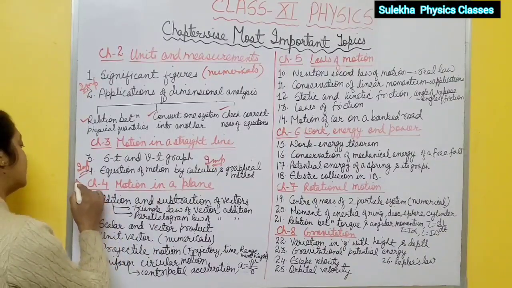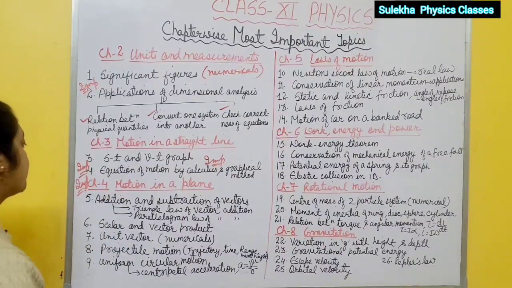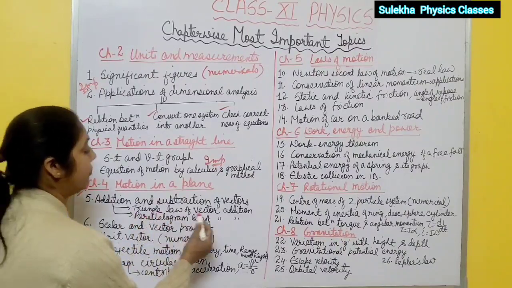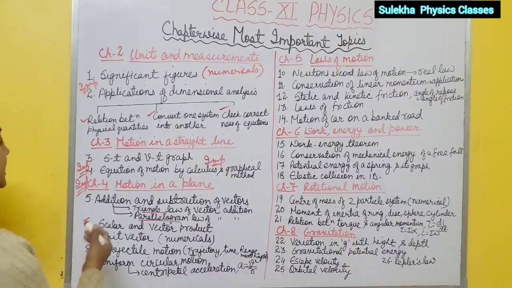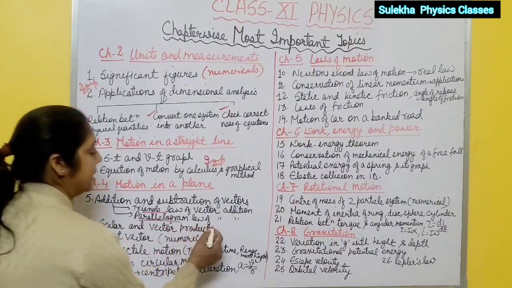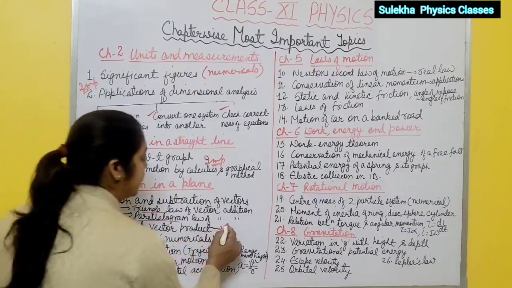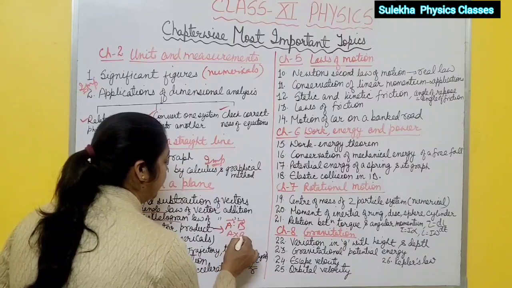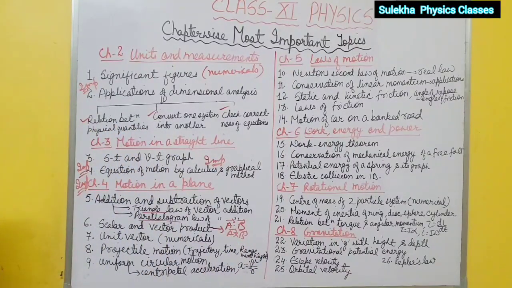Then come to chapter 4, motion in a plane. This chapter is also very important. In this chapter there are many topics. First one is addition and subtraction of vectors. In this one we have to revise both triangle law of vector addition and parallelogram law of vector addition. After that scalar and vector product. Many numericals comes from this topic. It means A dot B and A cross B. What is A dot B? A dot B is AB cos theta, A cross B is AB sin theta, n cap unit vector.